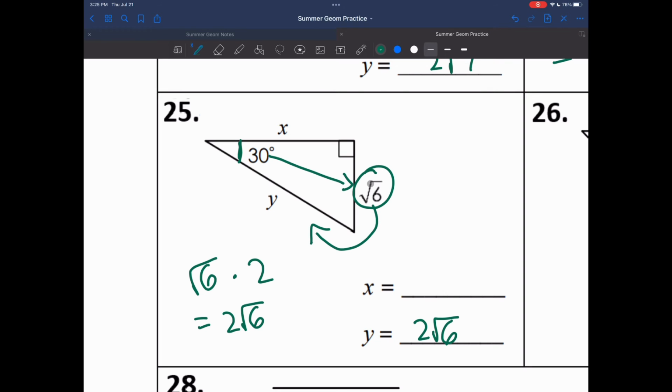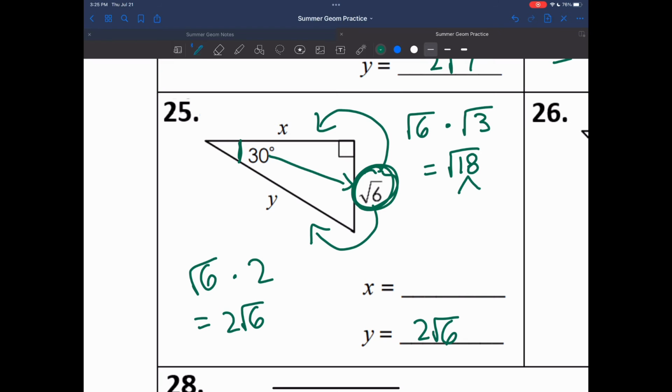Okay, now to go from the short leg to my long leg, whatever this is, we multiply it by the square root of 3. So I'm going to take the square root of 6 and multiply that by the square root of 3. And those numbers you can multiply because they're both under a square root, and this is going to be the square root of 18. And be really careful because if you can simplify a radical, you need to for your final answer. So this is your answer, but let's simplify that.